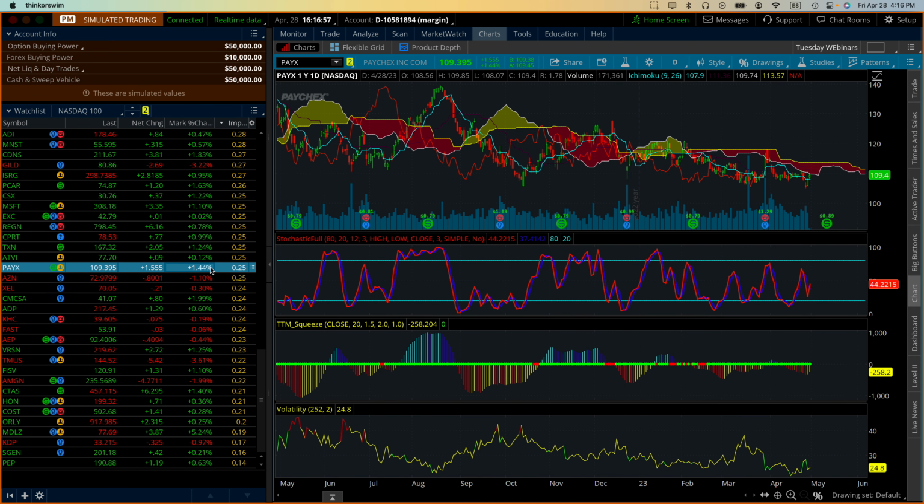Here, Paychex is sort of middle of the road, but it's at the lower end of the implied volatility. Do you see the chart here? It's right now very near the bottom of the chart. So we don't want that. We want sort of higher.